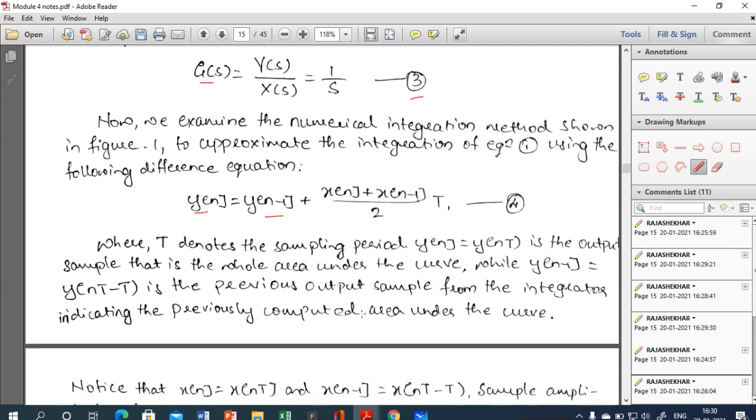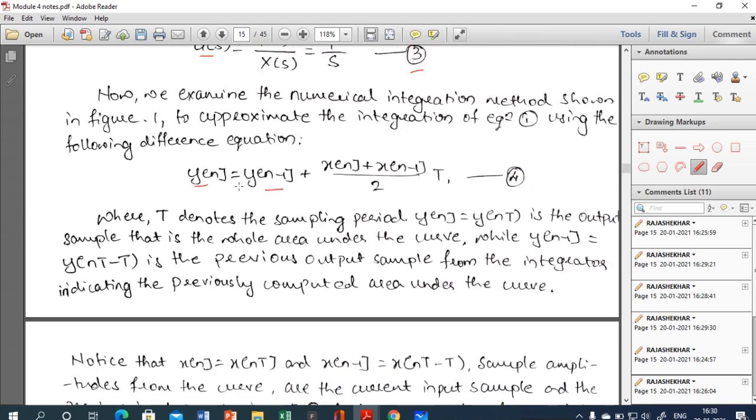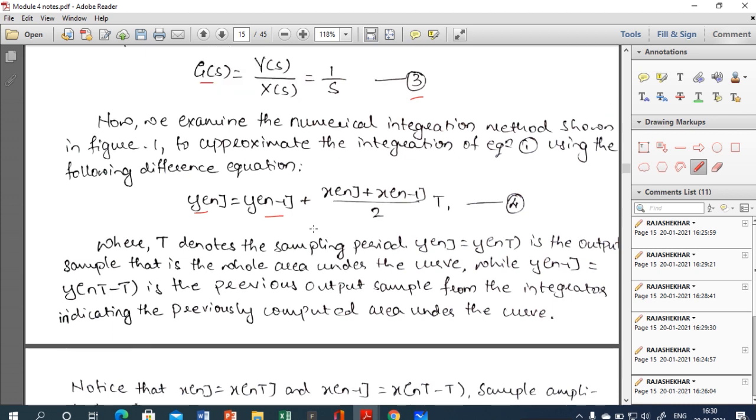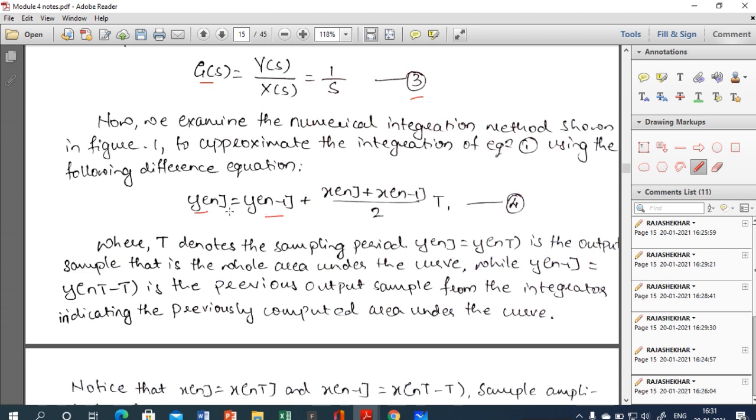So here we have explained the same thing, that x of n can be replaced by nT and n minus 1 can be replaced by n minus 1 into T. The same thing is explained here. Now I want to find the Z transform, because the Laplace transform represents an analog signal, and the Z transform represents a digital signal. So now I will find the Z transform for the given difference equation.